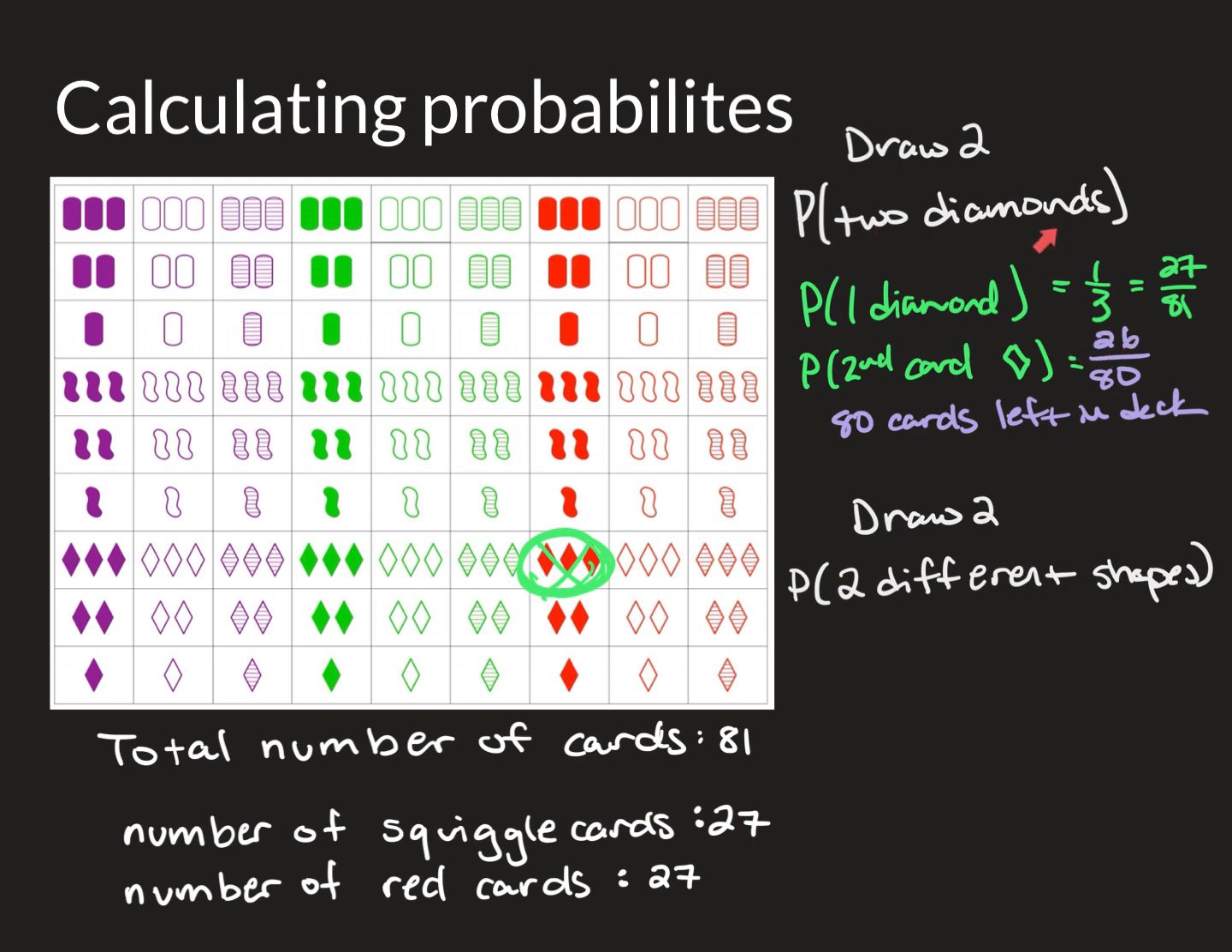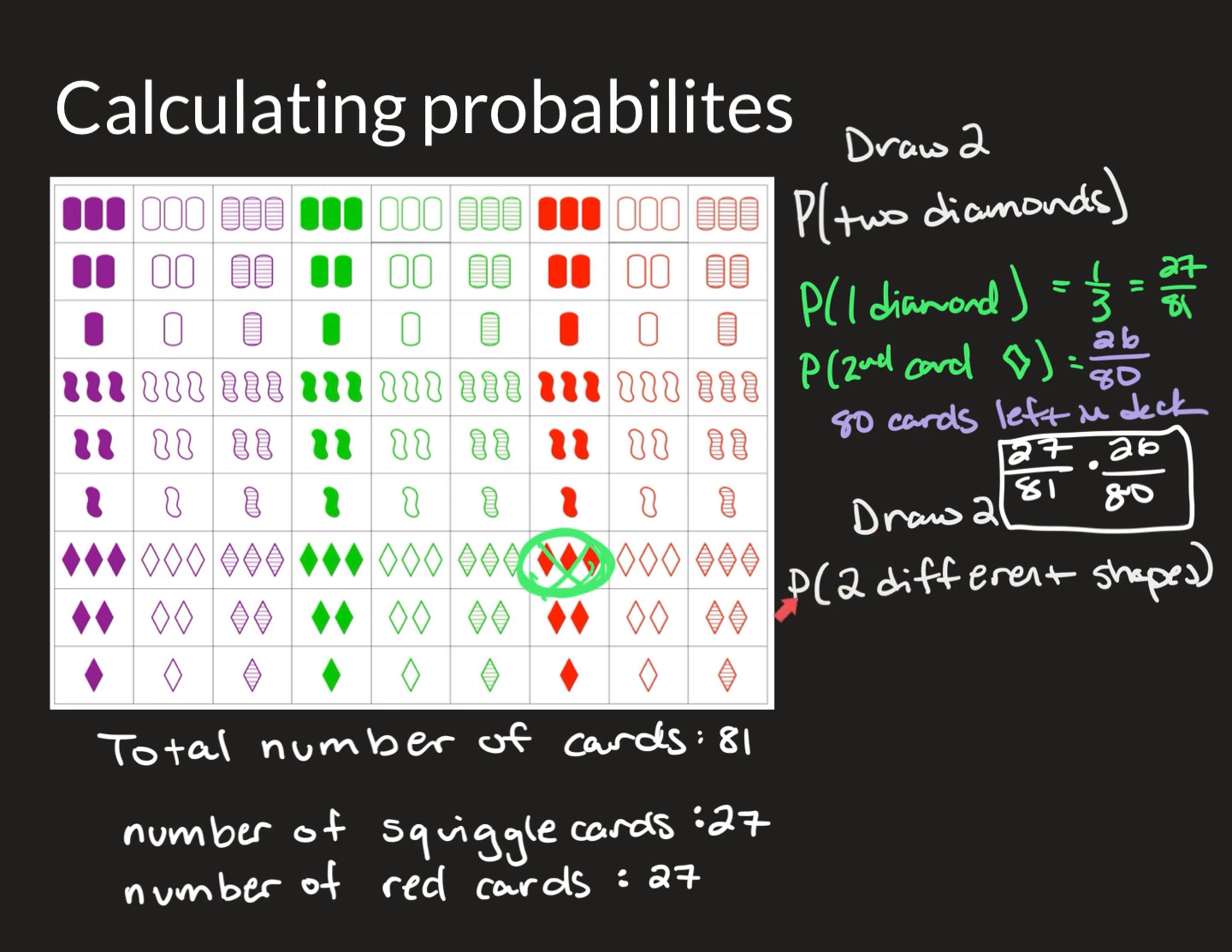Now, if I want 2 diamonds, that means I need a diamond and a diamond. So just like before, anytime you have and, you're going to take these 2 probabilities and multiply them together. So in this case, you would get 27 out of 81 times 26 out of 80. And this right here is equal to your probability of drawing 2 diamonds.